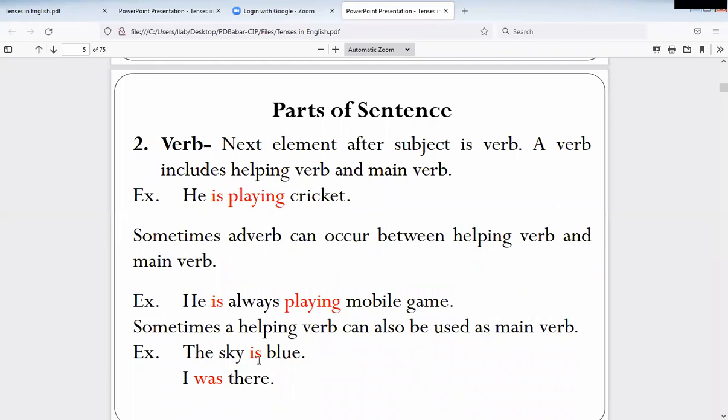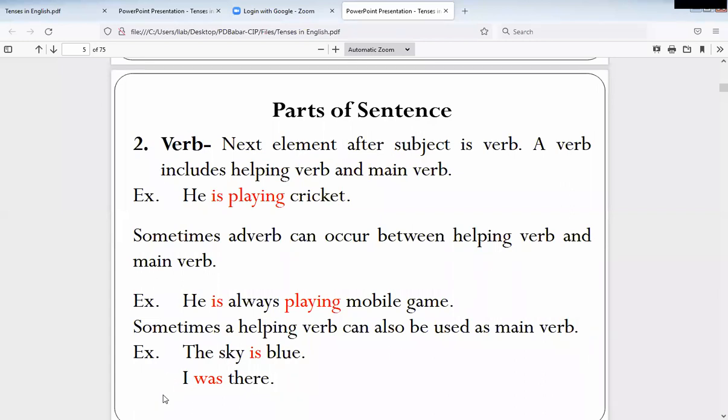Is is called the auxiliary verb in this sentence, and there is no other main verb in the sentence, so is works as the main verb. Is here is considered the main verb because there is no main verb in the sentence, and in that situation we can use the auxiliary verb as the main verb. Okay.